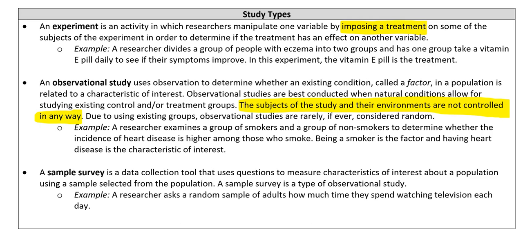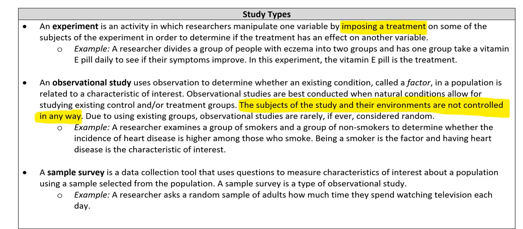It would be unethical to divide a room up and say half of you need to start smoking, and let's see if you get heart disease, and the other half you don't get to smoke, and we're going to see if you get heart disease. That's unethical. But you can find people that are already smoking, and we can analyze their health results and see if there's a connection. So this is why it's an observational study. We're not changing their habits. We're not imposing a treatment.